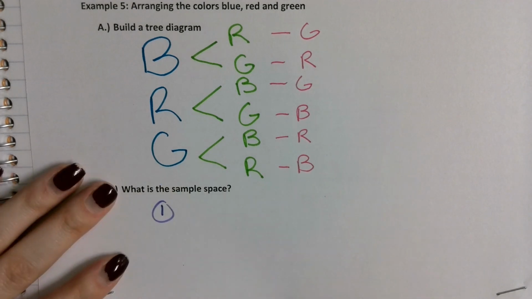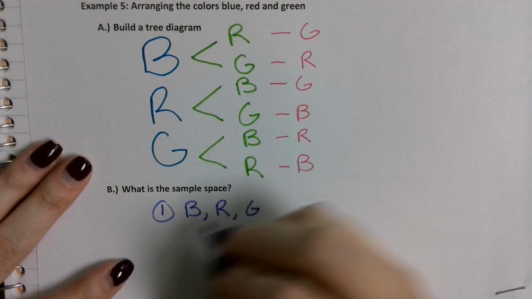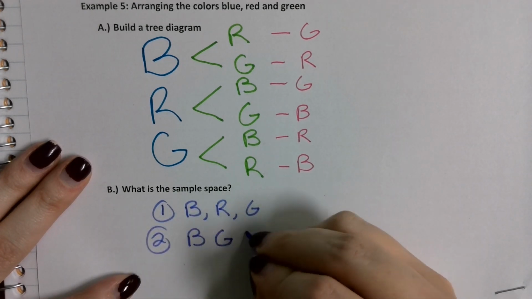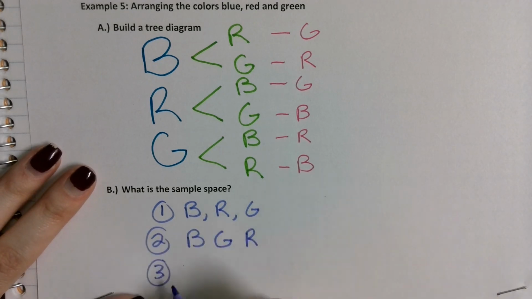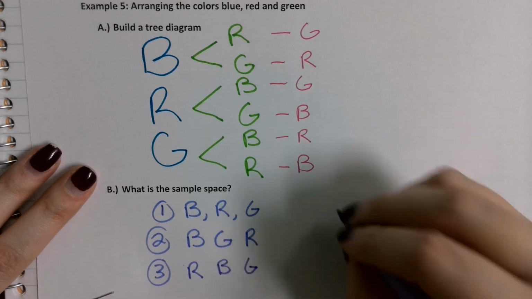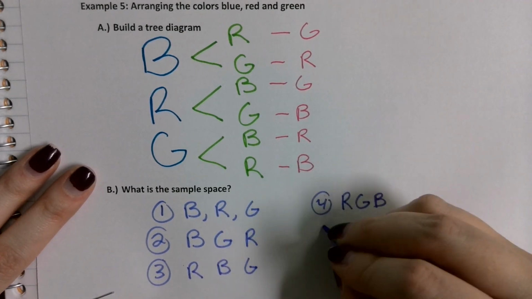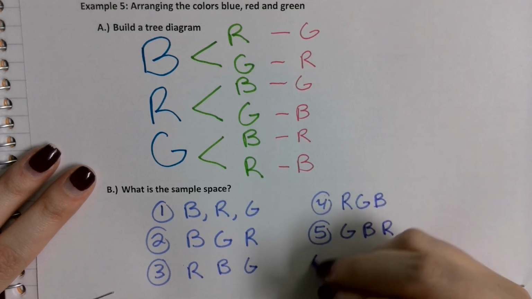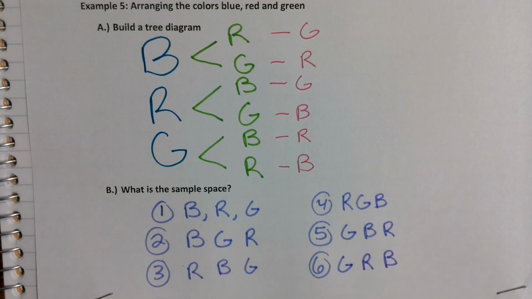Our first possible outcome, blue, red, green. Our second outcome, blue, green, red. Just ignore them, guys. Third option, red, blue, green. Fourth option, red, green, blue. Fifth option, green, blue, red. And sixth option, green, red, blue.